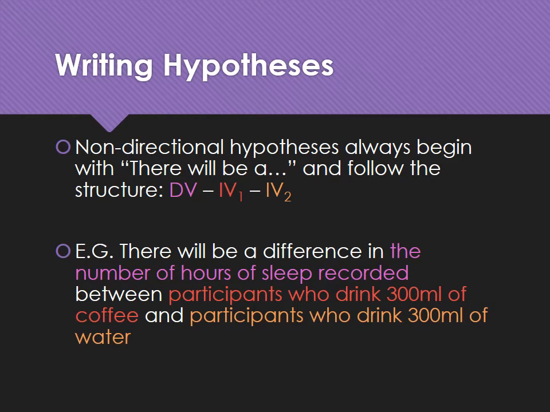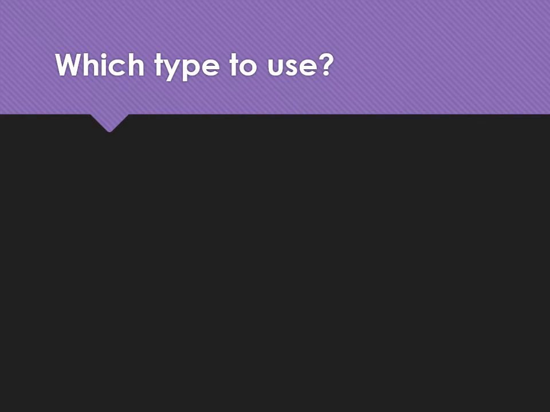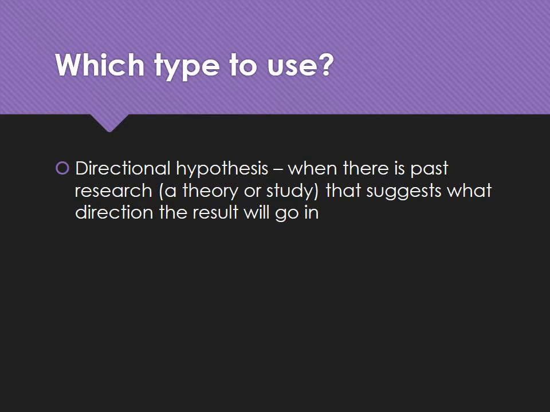We're going to do some of this in lessons and for homeworks, but it is something that we have to get right. So, when do you use a directional hypothesis versus a non-directional? This is what we need to really be 100% with. You use a directional hypothesis when there is past research, be it a theory or a study, that tells you what this difference is. So it's telling you what to expect.